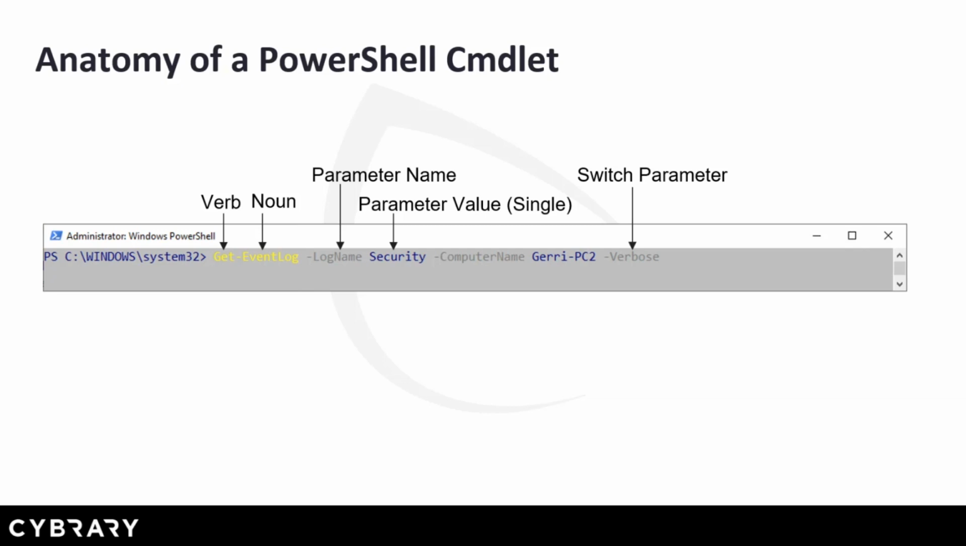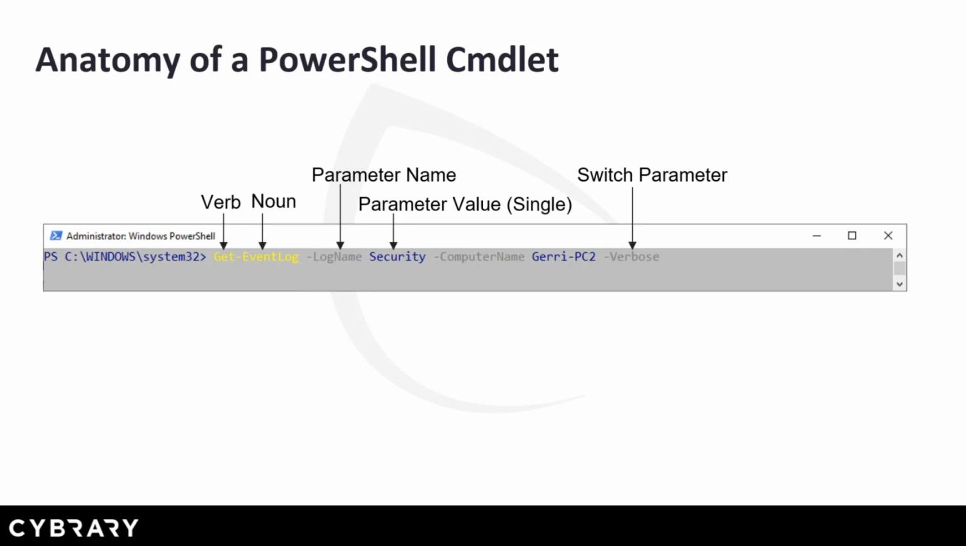The next thing you'll notice after our verb-noun structure is a parameter. A parameter is an item where we can put information in. Here, we have a parameter for LogName, so we're telling it that we're looking for a specific log and then putting in a parameter value so it knows which log to find. In this case, it's Security. Now, we also have another parameter here, ComputerName. So now we're telling it we're looking for the log name Security, and then we're going to look for it on this specific computer. And we pass the value Jerry-PC2.